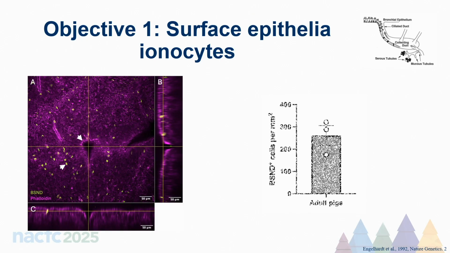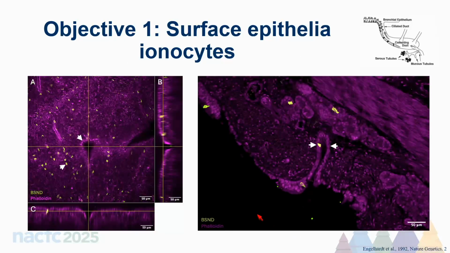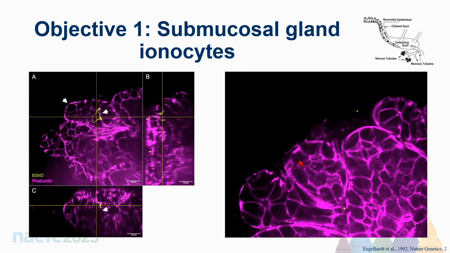Moving into the submucosal glands, this is a paraffin-embedded tissue cross-section labeled with BSND and phalloidin again, and the arrow to the right points at the ciliated ducts. The anatomy on the top right helps us visualize that submucosal gland. Looking at this area, we can see the ionocyte located towards the lumen of the ciliated duct. And if we look deeper into the tissue, more distally in the submucosal gland, you can see ionocytes located there as well. So I was interested to know how deep and where they were in the submucosal glands.